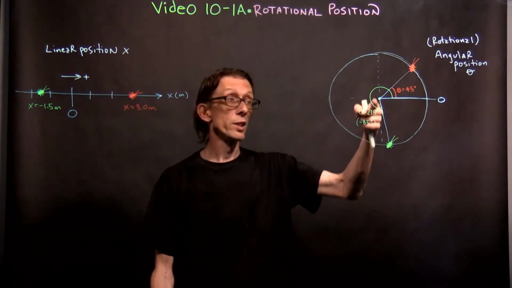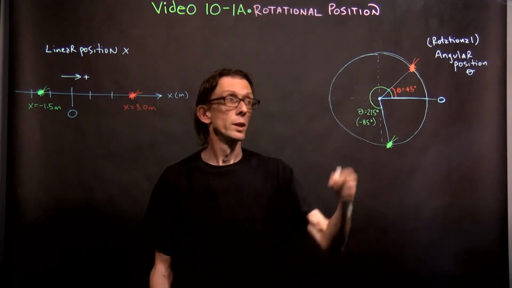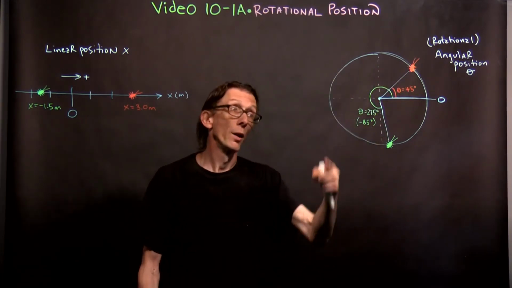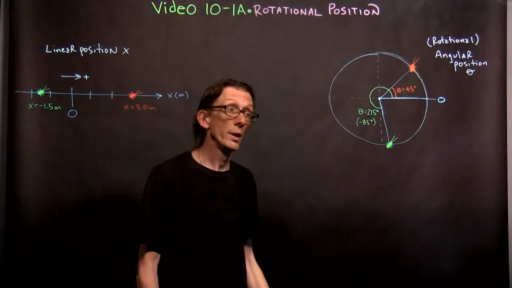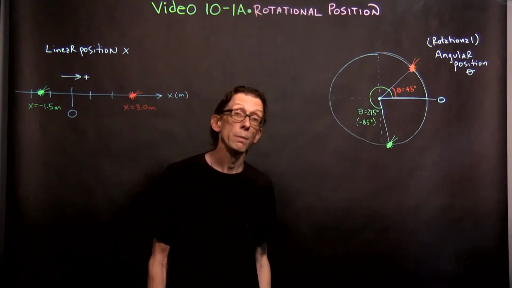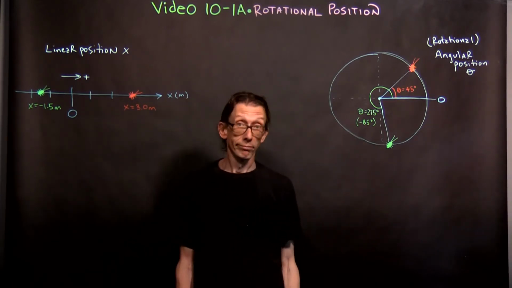And the green bug, as you can see, the green angle is very large, 275 degrees all the way around. Not all the way around, but a little bit past three quarters, right? 275. That's where the green bug is. That's the green bug's angular position.